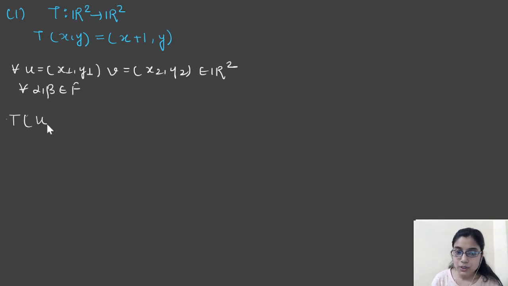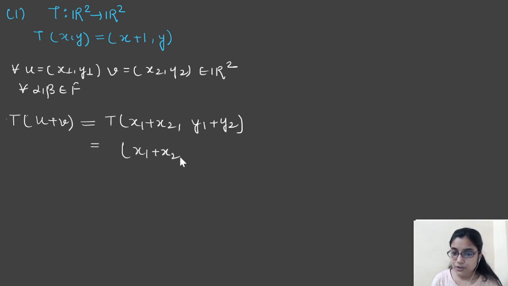So T of u plus v I am evaluating, that is equal to what? T of (x1 plus x2, y1 plus y2), because that is going to be equal to u plus v. Where is it going to be mapped? According to this, the first component plus 1, that is x1 plus x2 plus 1, then we have y1 plus y2, the second component remains as it is.